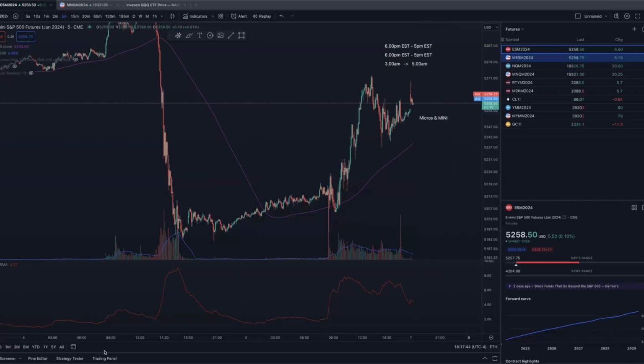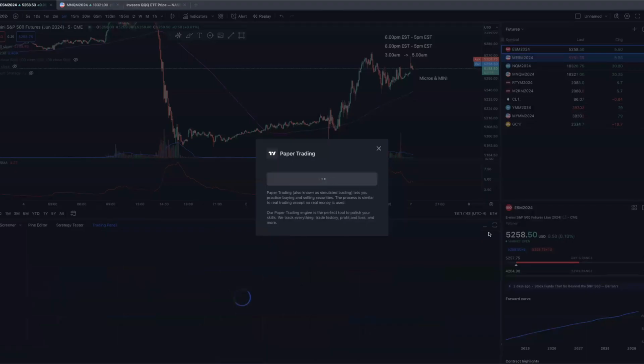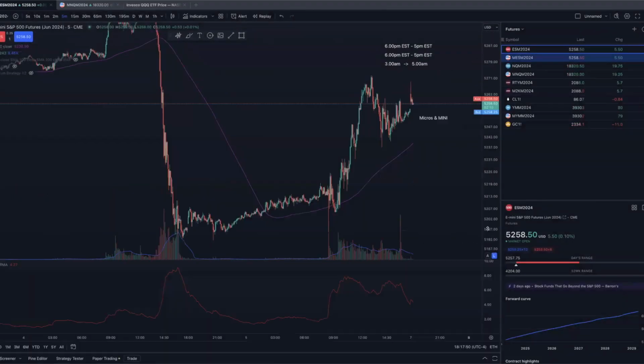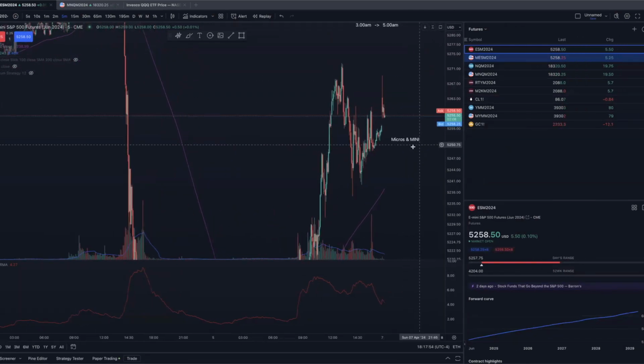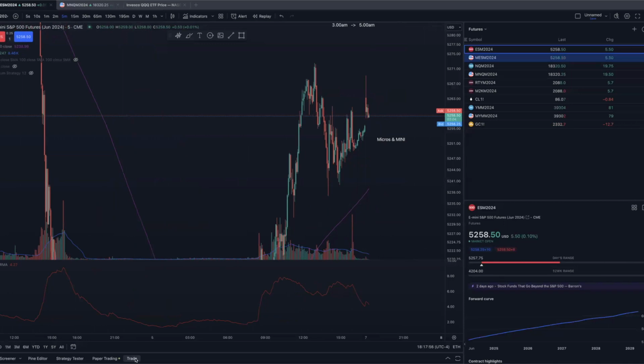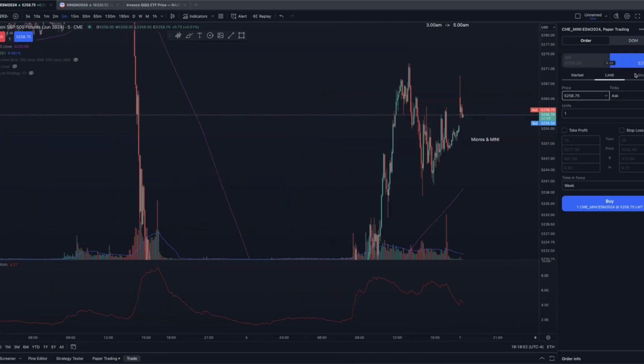So right now, let me log into my paper trading account at Trader8 so that we can actually see how these contracts move with minis and micros in real time. As you can see, the markets are open. We are trading right now. Let me just open one contract. You can see two options in here: one buy and one sell.